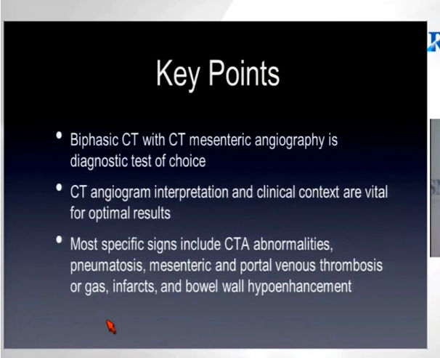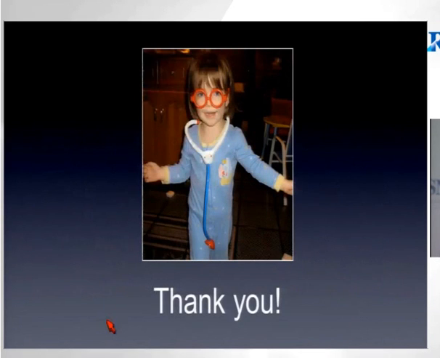The clinical context is also vital because if you don't know that there's the clinical suspicion of acute mesenteric ischemia, you're not going to do the best test for these patients, which is the inclusion of a CT angiogram. Finally, just a reminder that the more specific signs that we want to look for are any of the CTA abnormalities, pneumatosis, mesenteric and portal vein thrombosis or gas, infarcts, and bowel wall hypoenhancement. And with that, I thank you all very much.